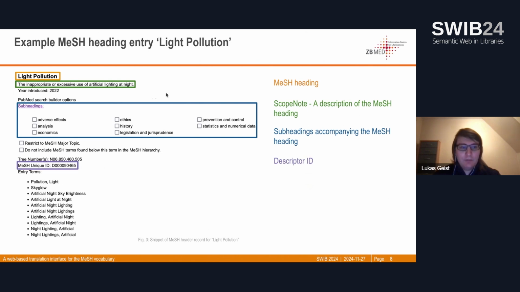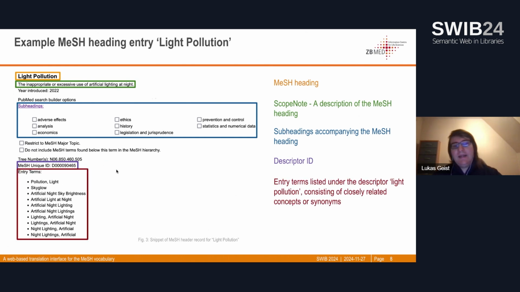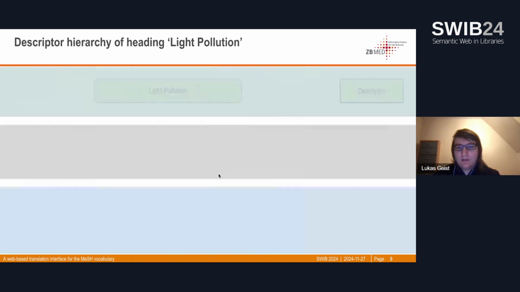And moving down, we have our unique ID. This would be called the descriptor ID, hence the D. And each descriptor usually has a large set of entry terms, which would include the descriptor itself, and which are usually different ways of spelling the word. So instead of light pollution, you can say pollution light, or closely related synonyms such as sky glow that can be used to replace the terms. And I will go more into detail into them now.